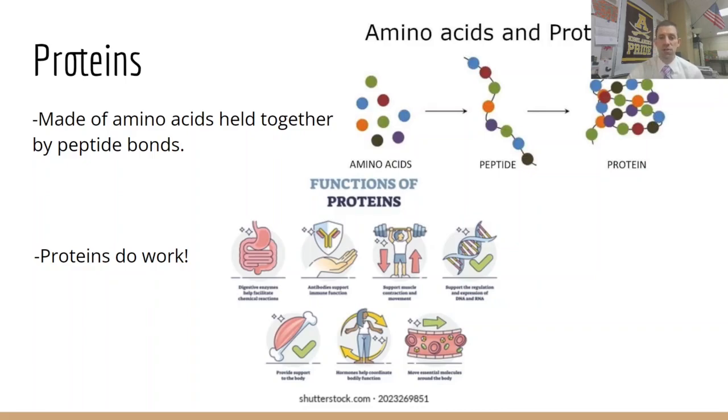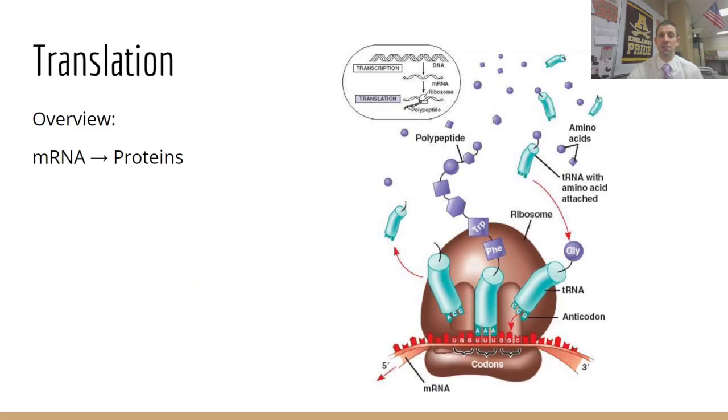There are proteins that work as antibodies that fight off foreign invaders. Proteins can be used to build muscle. Proteins are useful in copying the DNA and then making more proteins. Proteins do a lot. They do any and all cellular work. And so this process of making proteins is ultimately essential for life so that all of these things can be accomplished.